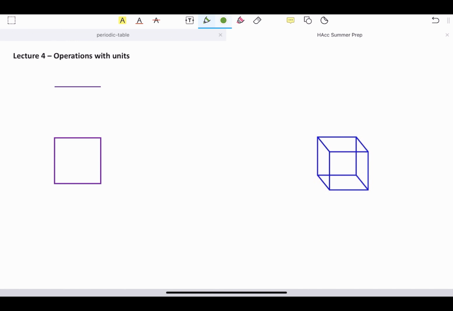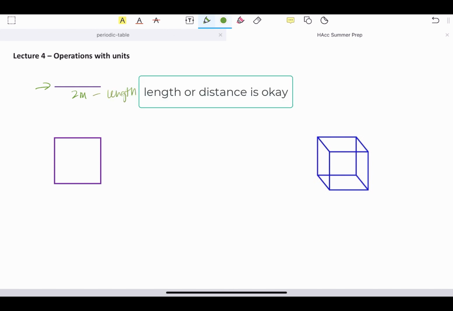For example, when we look at this stick, let's say it has a length of 2 meters. And that is a length, meters, a one-dimensional measurement. We could use a ruler to measure that.